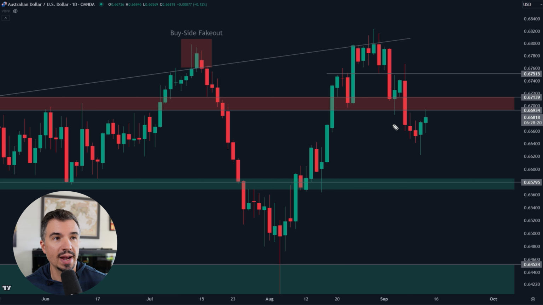Okay, so the bottom line is I think that as long as 67, this entire area, is intact as resistance for the Australian dollar, I think that we're looking at a move potentially down here toward the bottom of this candle here, and then potentially down there towards 65.80.